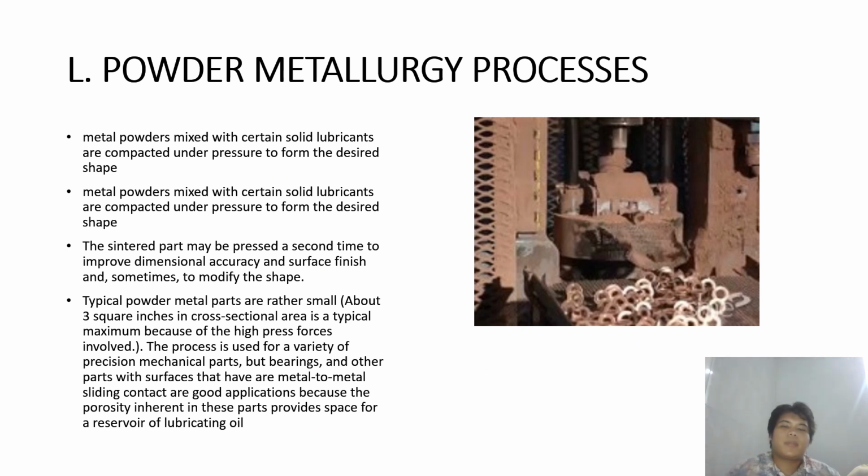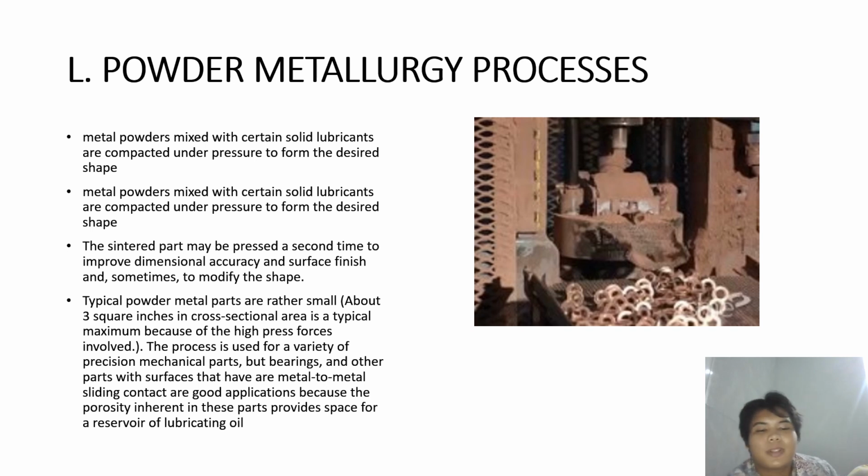Powder metallurgy processes. Metal powders mixed with certain solid lubricants are compacted under pressure to form the desired shape. Okay, this is the reason. The part may be pressed a second time to improve dimensional accuracy and surface finish, and sometimes to modify the shape.